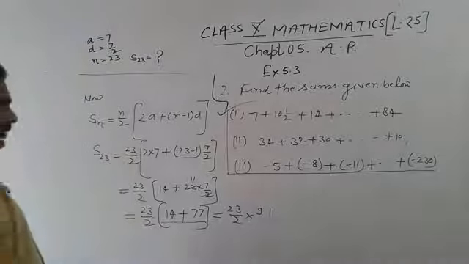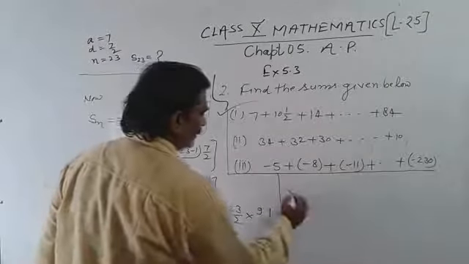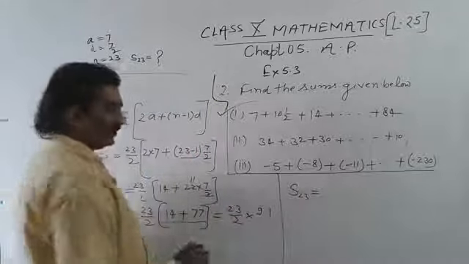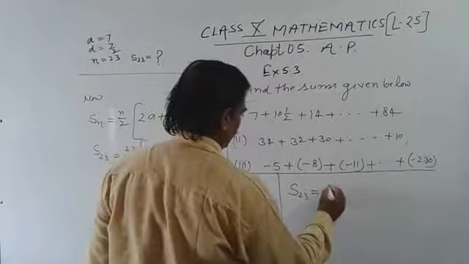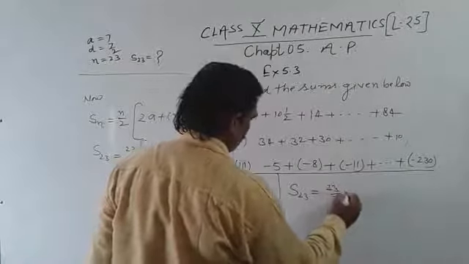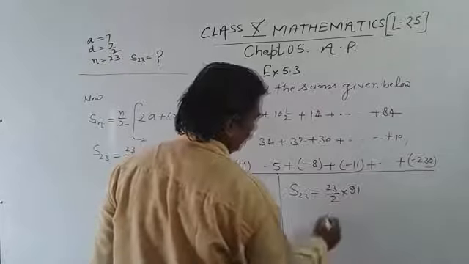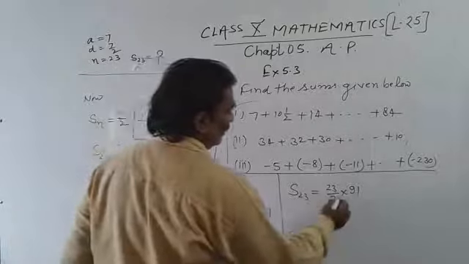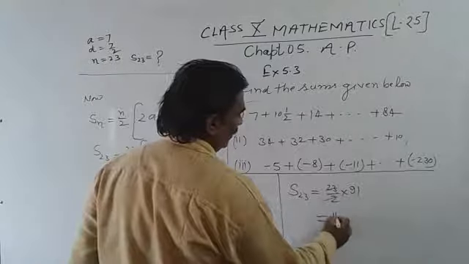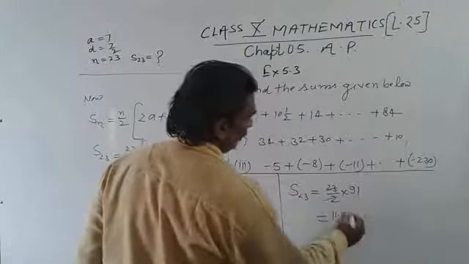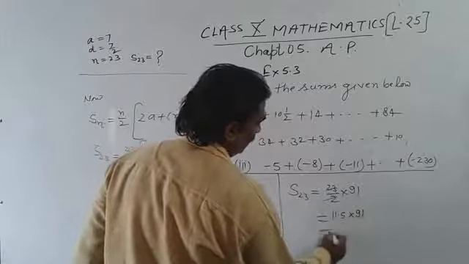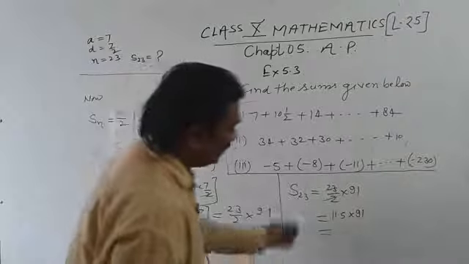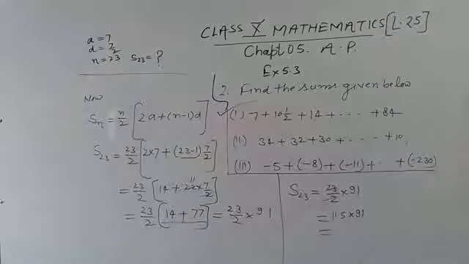So now students, we have S23, the sum of 23 terms, is equal to 23 upon 2 into 91. Multiply and divide, or you can divide this, 11.5 multiplied by 91, and certainly if you multiply you will get the answer. Okay students?